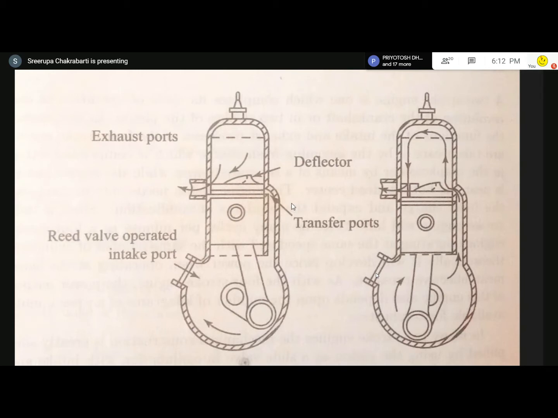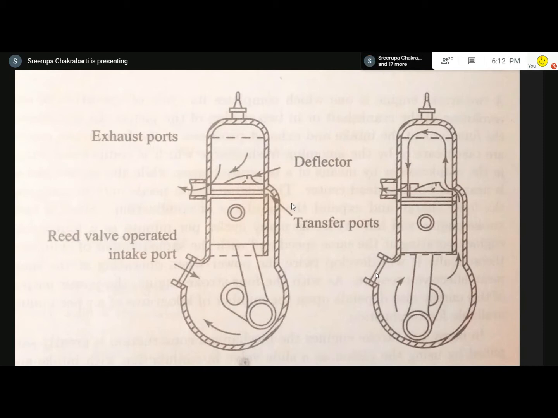Now today we are going to talk about the two-stroke engines, and then we'll have a discussion about two-stroke and four-stroke engines comparison. And this will complete this particular chapter, that is on IC engine basic concepts and the different types of IC engines.